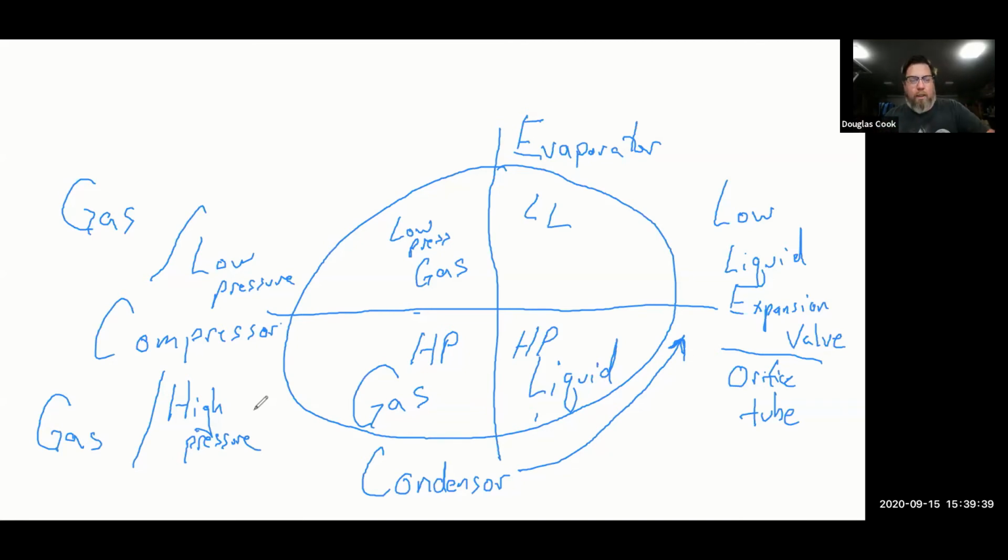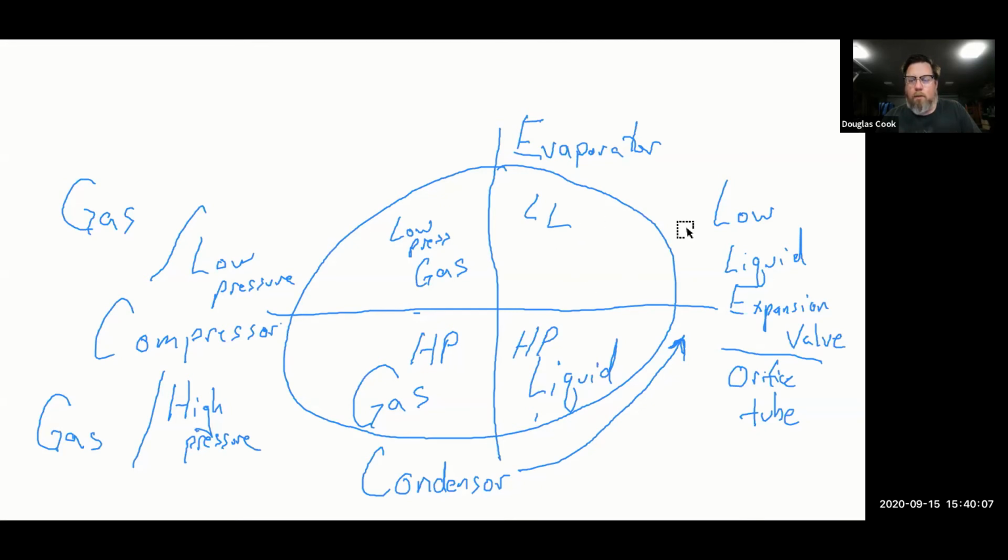So we've increased the pressure, we've increased the temperature going into the condenser of the refrigerant here. So we've raised the boiling point. So now we run it through the condenser and that causes it to go back down into a high pressure liquid, right? So now we have a liquid going into our expansion valve or our orifice tube.